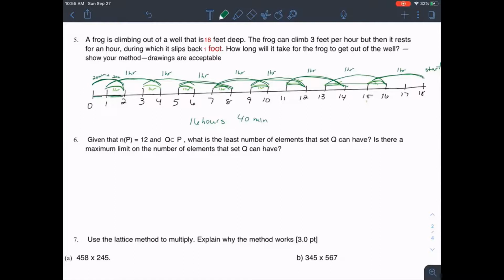So that gives me, if you add it up, 1, 2, 3, 4, 5, 6, 7, 8, 9, 10, 11, 12, 13, 14, 15, 16 plus the 40 minutes. So I have 16 hours, 40 minutes. I could be wrong, but that's my method of doing it. So I guess as long as you draw what you started with and you can show how you got it, I think it will work.